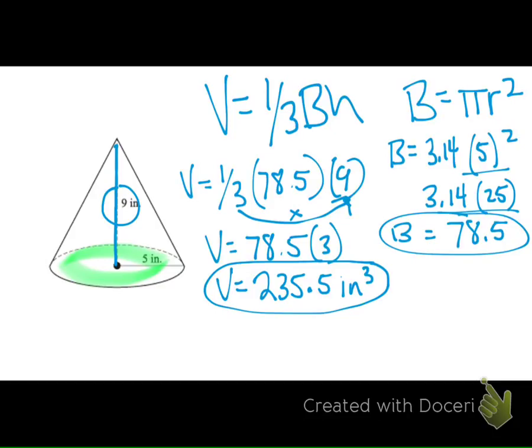So again, the only difference from the other pyramids we've done is right here in the area of the base formula, where we're doing pi times radius squared instead of base times height, or 1/2 base times height.